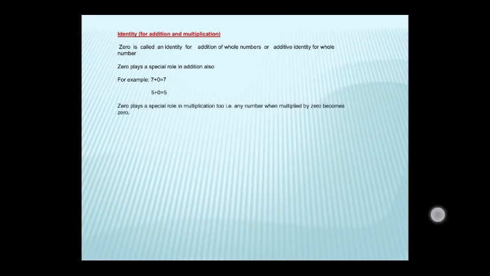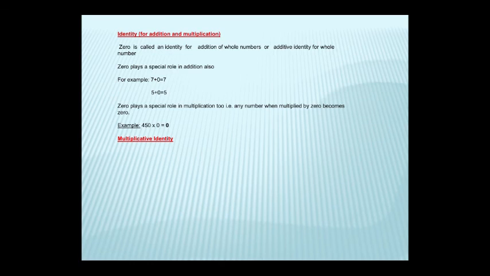Identity. Identity law means 0 is called an identity for addition of whole numbers, or 0 is called the additive identity. What is the identity for addition? You have to say 0. So it is called the additive identity because 0 plays a special role in addition. For example, 7 plus 0 is 7 only, 5 plus 0 is 5 only. So, 0 plays a special role in multiplication also. Any number when multiplied by 0, you will get 0 only. 450 multiply with 0, you will get 0. So, that is the reason 0 is the additive identity.